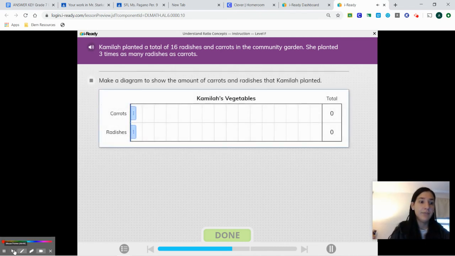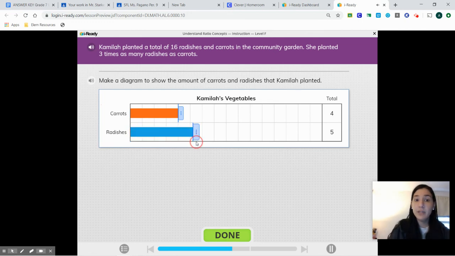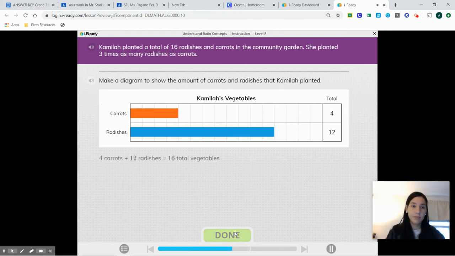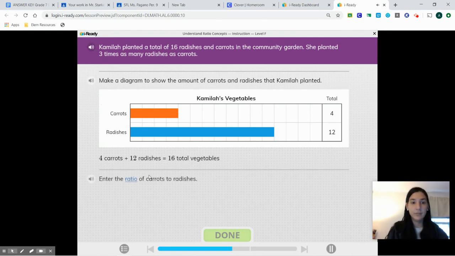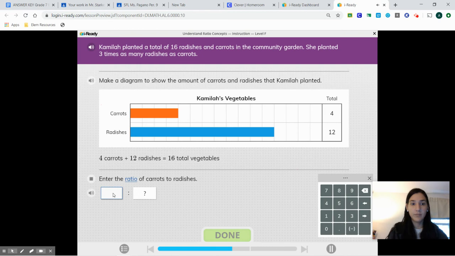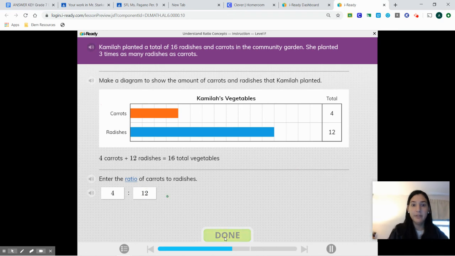Make a diagram to show the amount of carrots and radishes that Camila planted. If we have 4 carrots, we will have times 3. 4 times 3 will be 12, so we'll have 12 radishes, and 4 plus 12 is 16. 4 carrots plus 12 radishes is 16 total vegetables. Enter the ratio of carrots to radishes. And we know we have 4 carrots to 12 radishes. So type that in, and we're good.